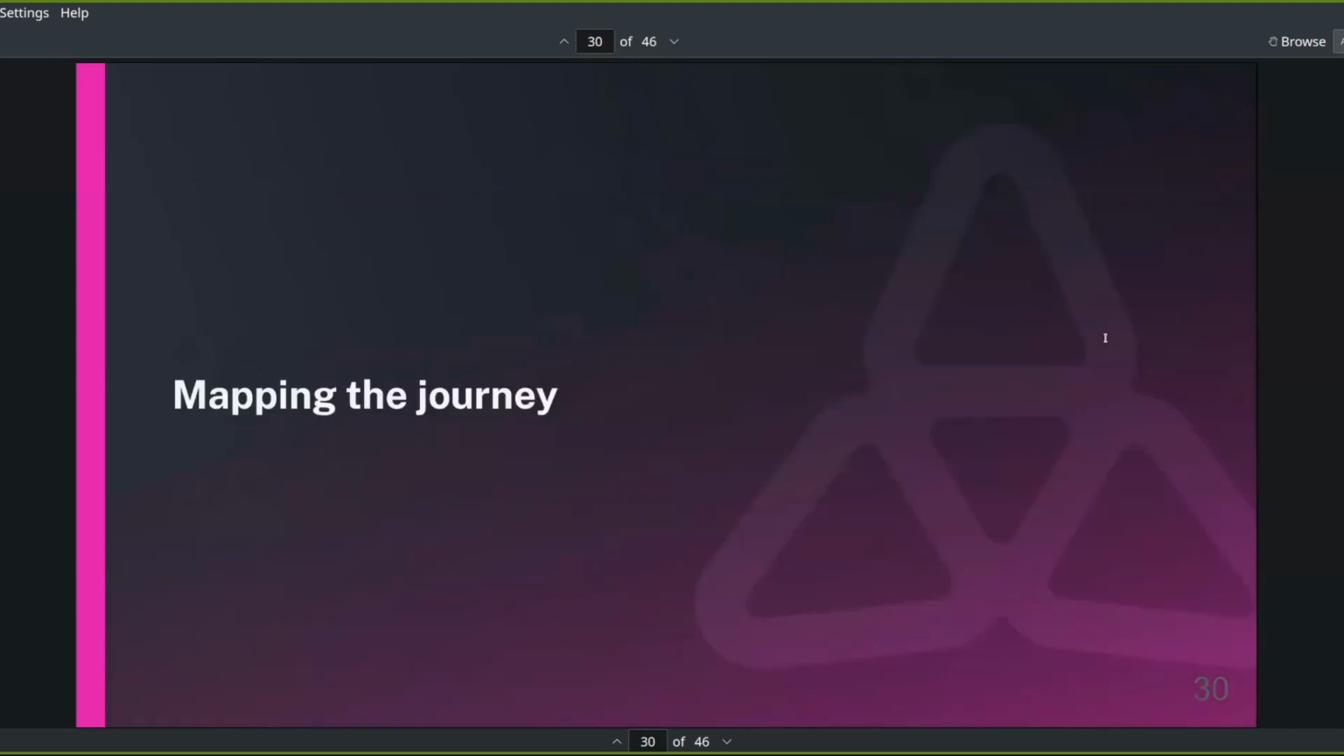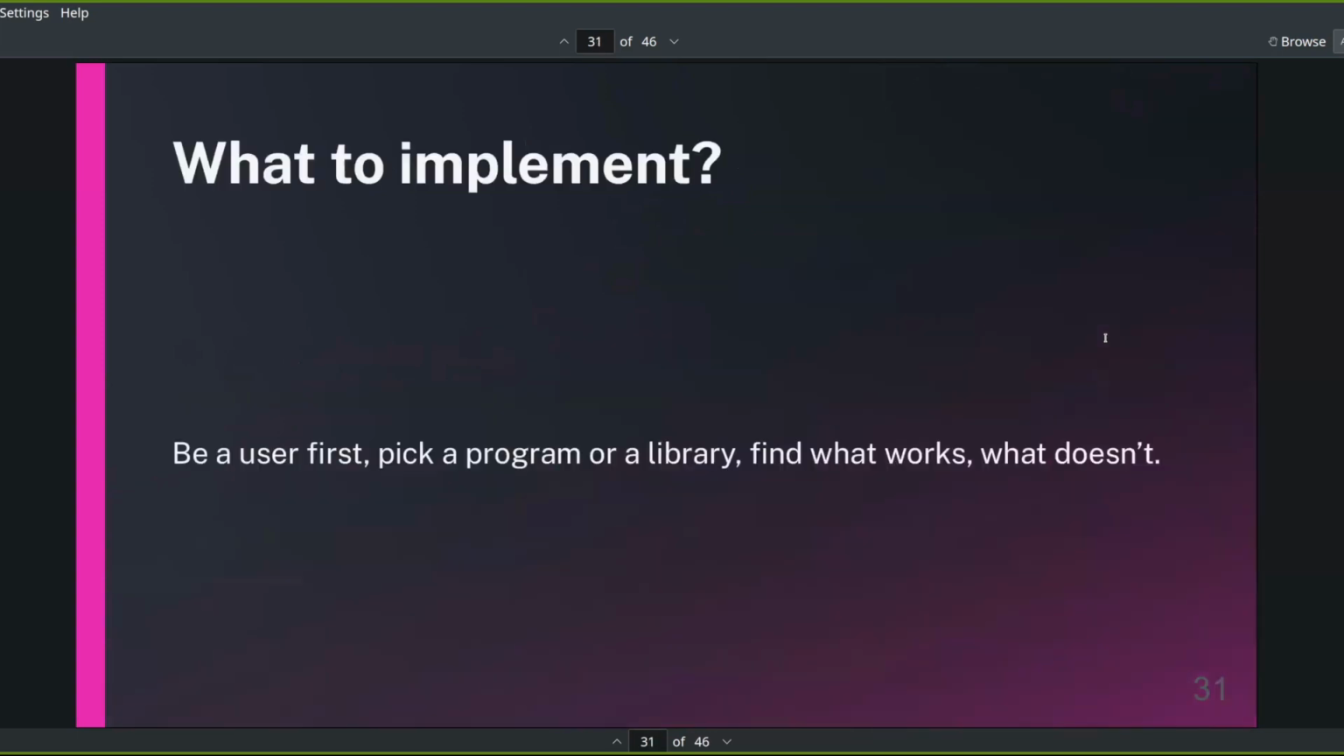So now that we have all the prerequisites, the warnings, how to approach things, what do you need to implement? I think the best way is to start using cryptography first. You pick a program or library. Don't pick OpenSSL, or pick a very well-documented part. Otherwise, you'll be dispirited, I guess. Find what works, what doesn't. Take notes on what you use.